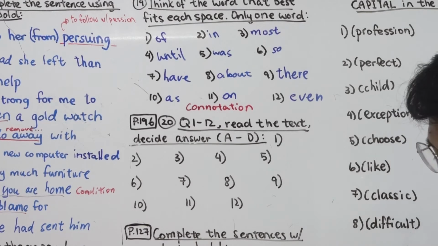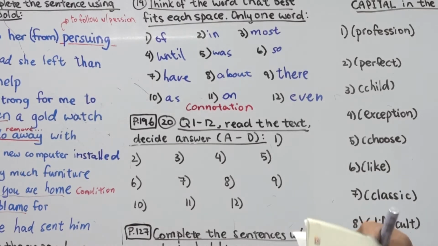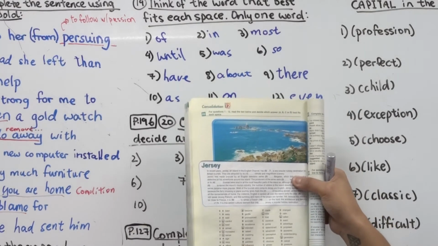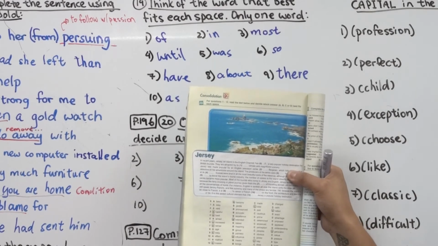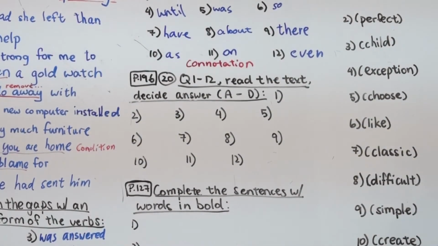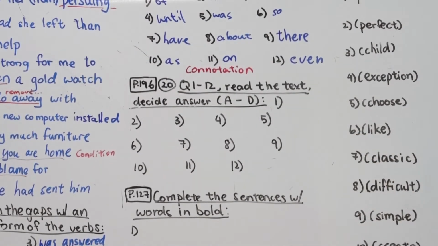Alright, so anyway, let's move forward to part 20 on page 196. We have questions 1 to 12 about this place called Jersey. Alright, so Jersey is a place in England, okay, in Britain. You might know another place called New Jersey in the US, right, which you can say is an old sister town of Jersey in England, but now it's completely separated, right?